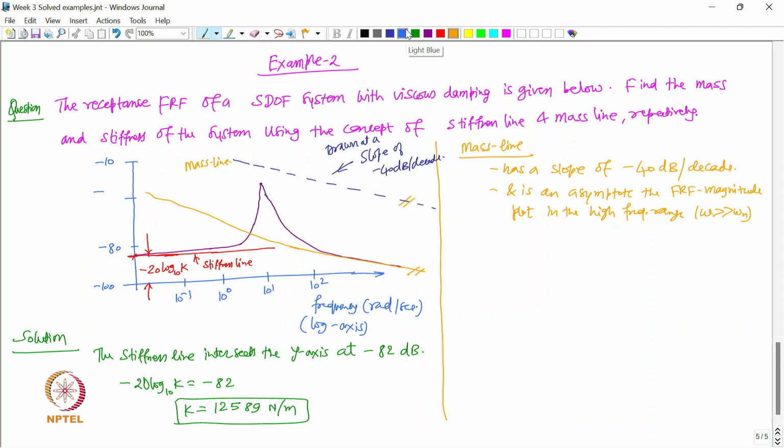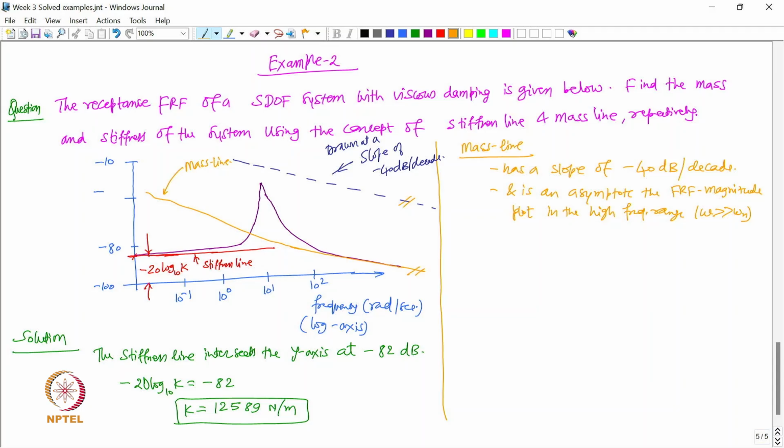Okay. And then the next step, once you have drawn the mass line, let me show the arrow properly, this is the mass line, right. And then how do you use this to find mass? As we studied in the lecture classes, we should find the intersection of this line with the ordinate at omega equal to 1 radian per second.